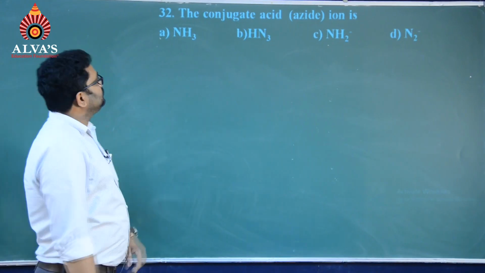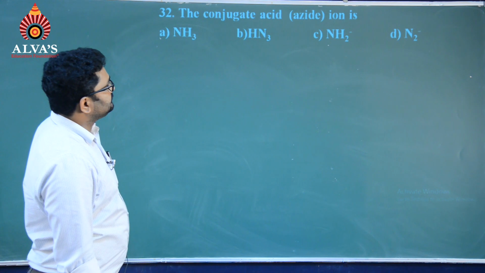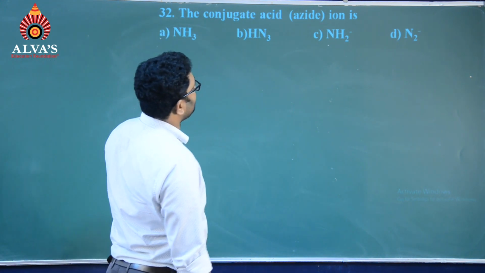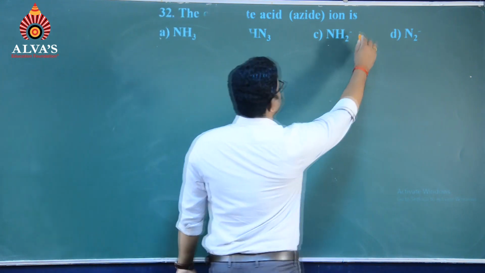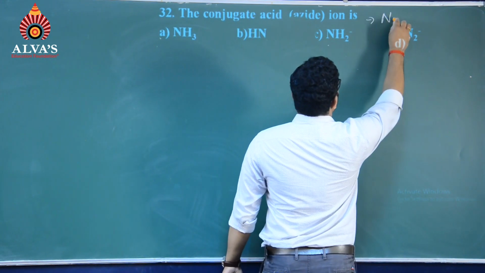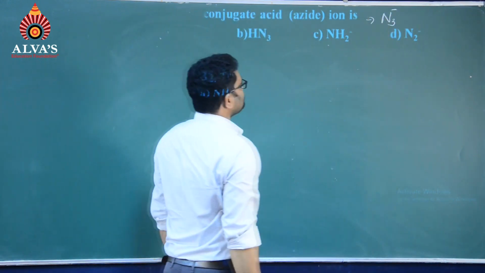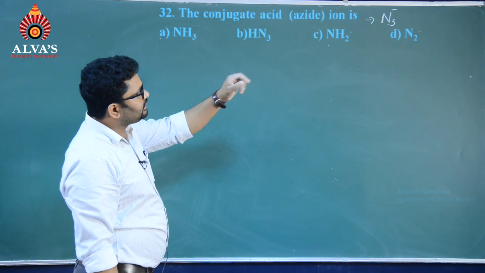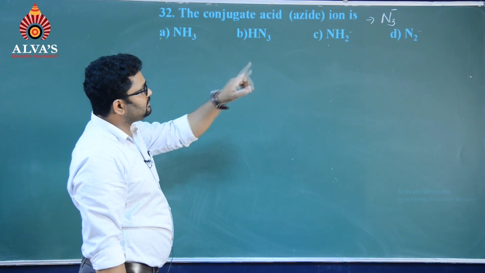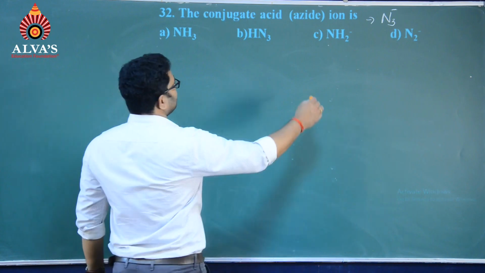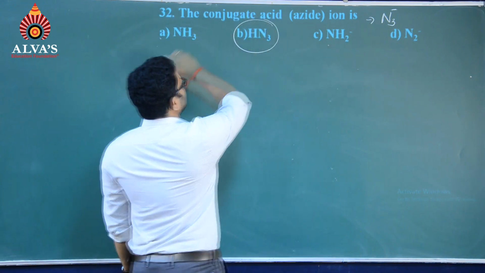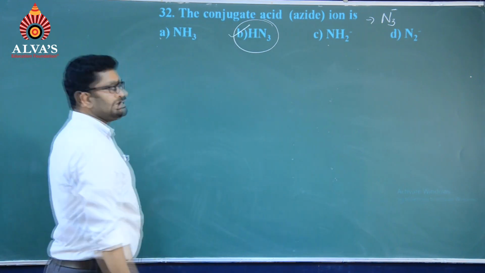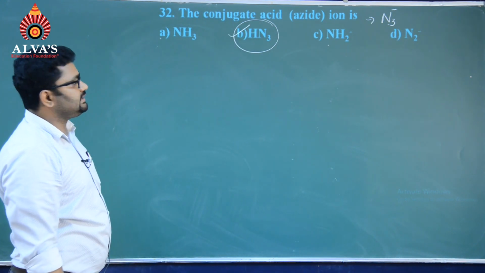Question number 32. The conjugate acid of azide ion is, students, azide is N3 minus. The conjugate acid of azide means it should take hydrogen, that means N3 minus will take hydrogen, that will become N3H. Therefore, answer for question number 32 is B, N3H.